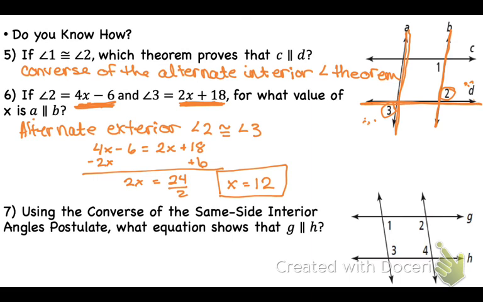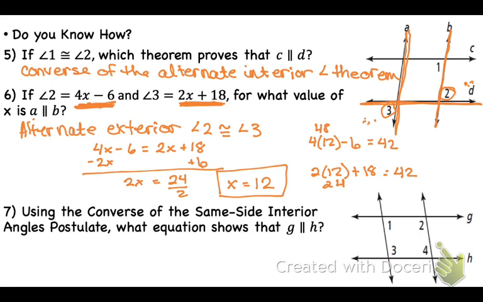Now I want to know what the angle actually is. How am I going to find it? You're going to put 12 in it, right? So 4 times 12 minus 6. And I'm going to test it and take 2 times 12 plus 18 because they better equal the same thing, yes? So 48 minus 6 is 42. 24 plus 18 is also 42. Okay? So we've done this stuff, right? Yeah. Okay.